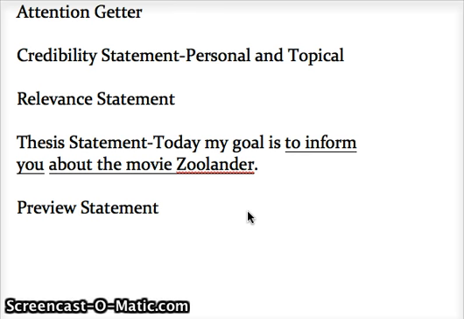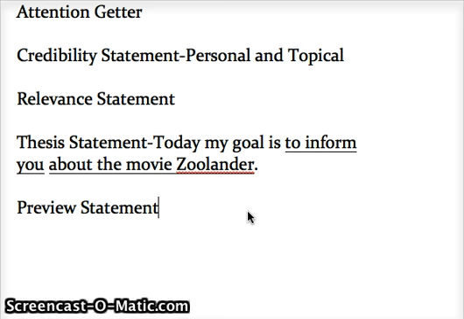If we're going to have a speech about the movie Zoolander, I might say, today my goal is to inform you about the movie Zoolander, period. That's my thesis statement. To do that, I will first talk about the characters in the movie. Second, I will talk about the setting of the movie. And third, I will talk about what happened after the movie, that as a result of what happened. So something like that, right? Very, very simple. I didn't tell you what I'm going to say in those main body points, right? I only gave you a little brief introduction as to what you can expect.